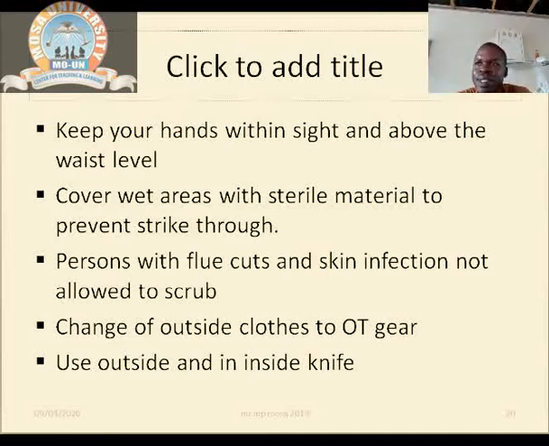We know that flu is infectious. So if you have flu, an upper respiratory tract infection, which flu is one of them, you shouldn't be allowed to scrub because the surgeon may get the flu, the anesthetist may get the flu, or the operation may just end up being infected. Change of outside clothes to operating gear.